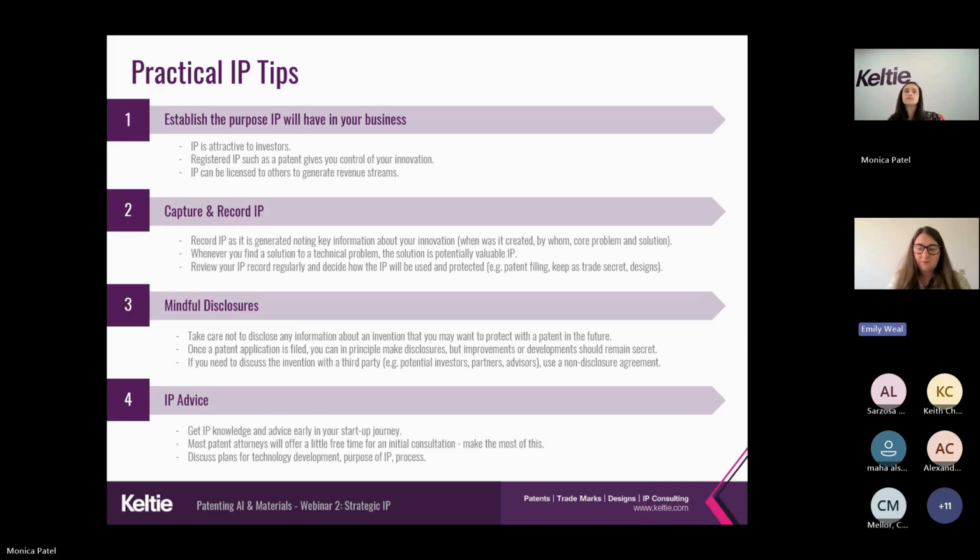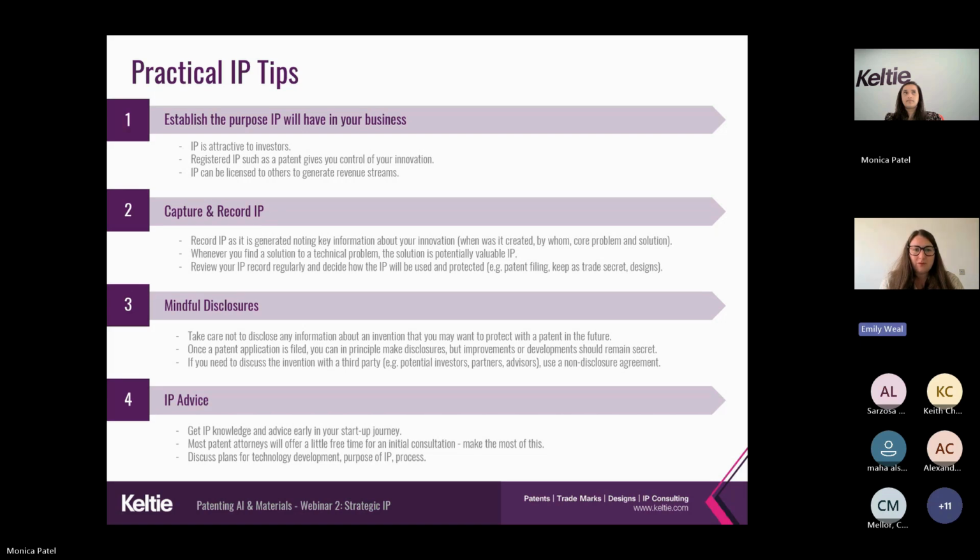So understanding where you're going to be using IP, where you're going to be getting use from it, and making your IP strategy align with that is a helpful early step for you. And of course, revisiting that as the company evolves and as the inventions evolve as well.